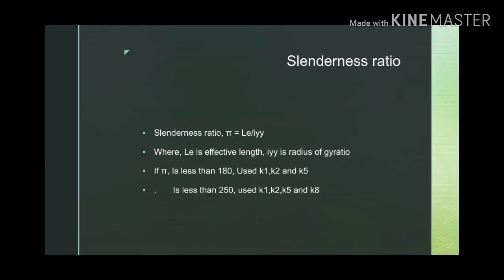After identifying the geometrical properties, we find the slenderness ratio, where the slenderness ratio lambda is equivalent to LE divided by the radius of gyration. If we find that the slenderness ratio is less than 180, the K values that we are going to use are K1, K2, and K5. But in case the slenderness ratio is less than 250, the K values that we have to use are K1, K2, K5, and K8. The same goes if it is greater than 250.